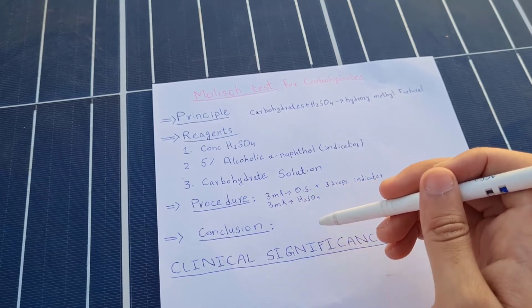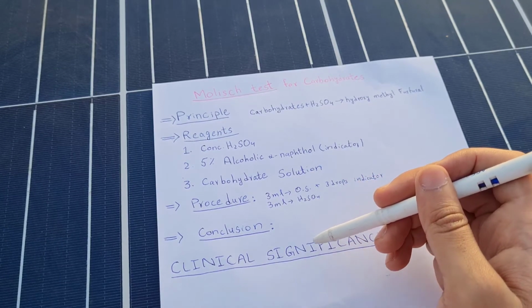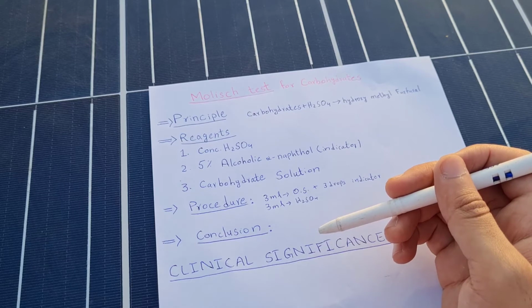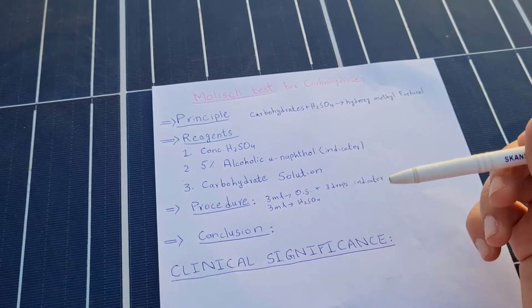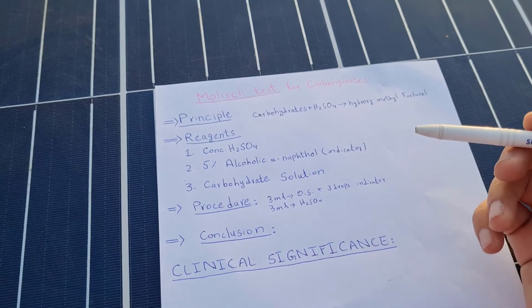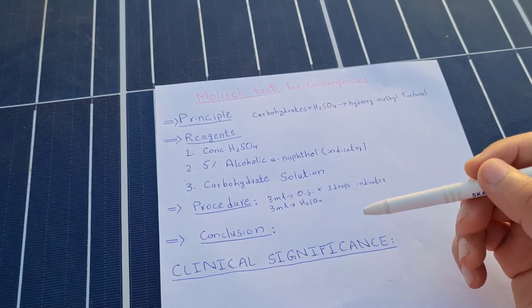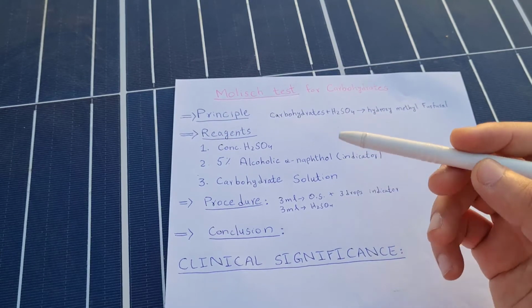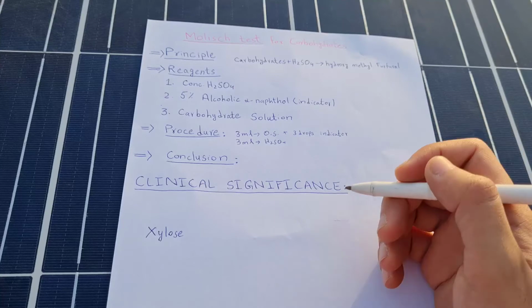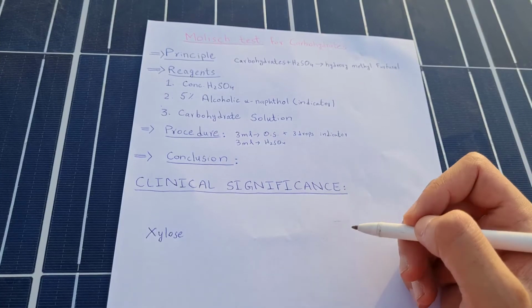If carbohydrates are not present in the solution, then we will not see this colored ring. Additionally, we can also see a green color due to some impurities which can be present in the concentrated H2SO4. Now let's talk about the clinical significance of this test.